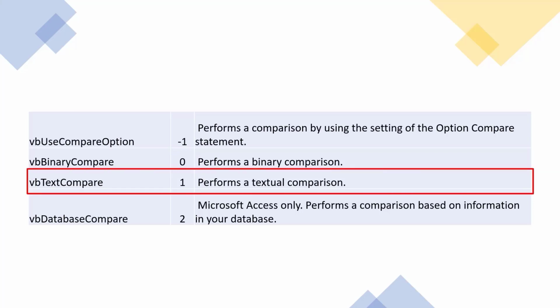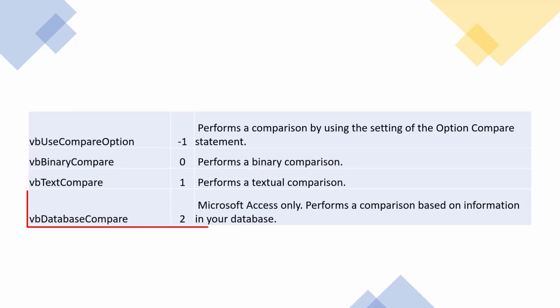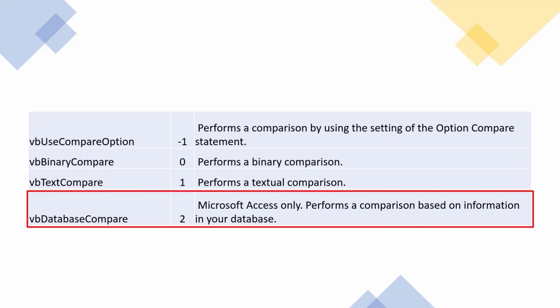VB text compare. The value of this constant is 1. It performs a textual comparison. And finally, VB database compare, the value of which is 2, but this is only for Microsoft Access. It performs a comparison based on the information in your database. We will not use this here.